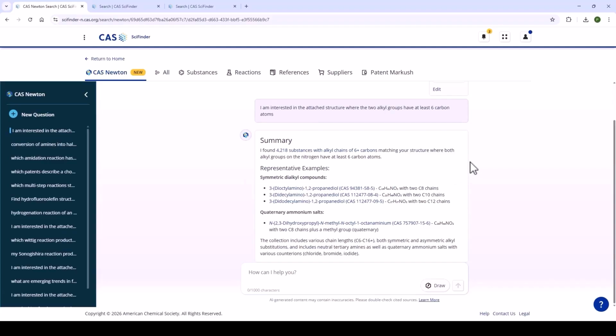Great, we got an answer back from CAS Newton. Summary: I found 4,218 substances with alkyl chains of more than 6 carbons, matching your structure. And we see that we have a couple of examples here, symmetrical dialkyl compounds with 2 C8, 2 C10, 2 C12, then also some quaternary ammonium salts. So that is also a nice possibility. The collection includes various lengths, etc.